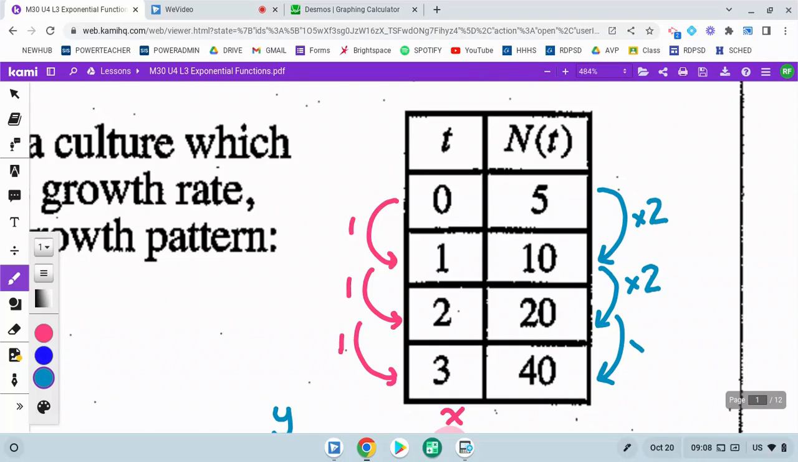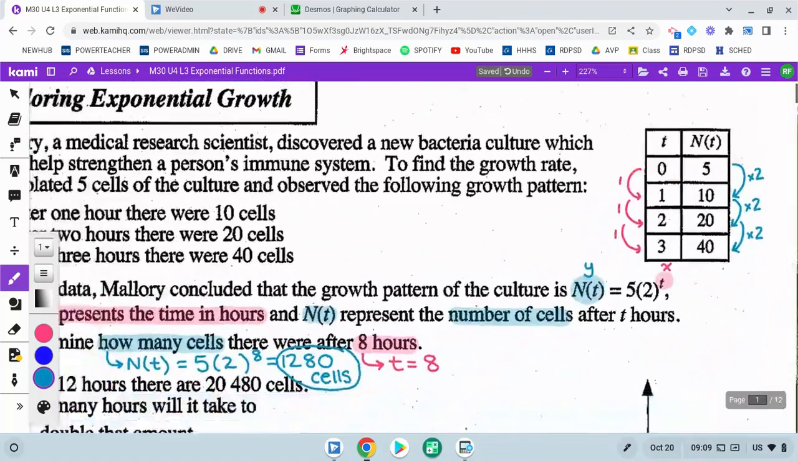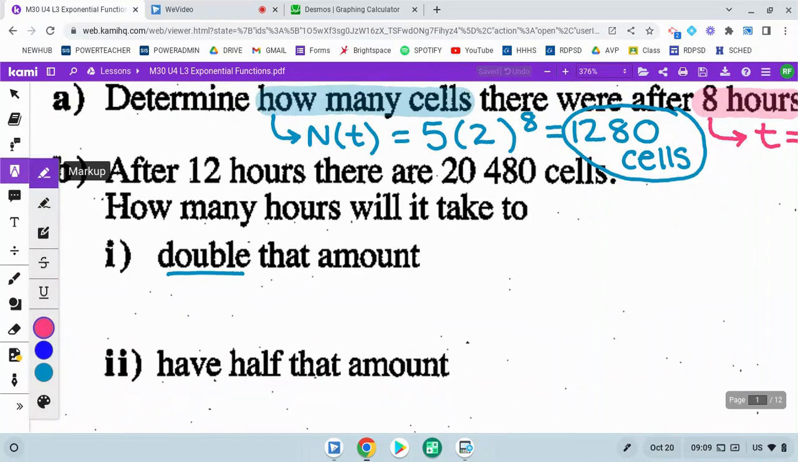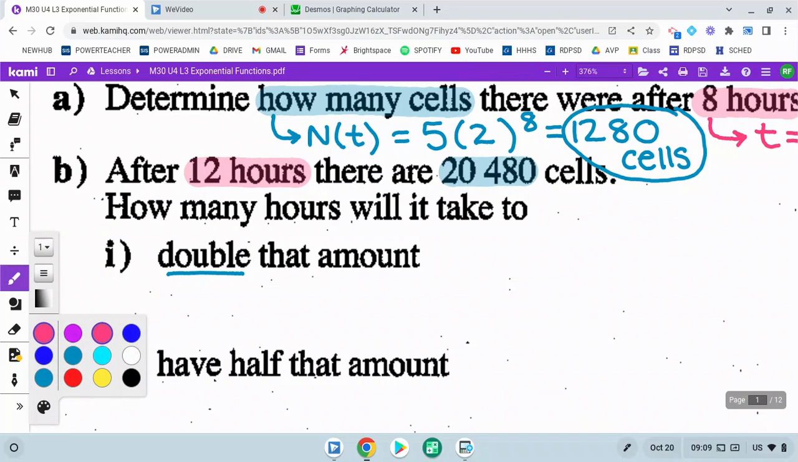10 times 2 is 20. 20 times 2 is 40. We're multiplying it by 2 every time, or we're doubling it, okay? So in this question, when it says how many hours is it going to take to double that amount, it is literally doubling every hour, okay? I was told in this question that after 12 hours, there's 20,480 cells. So if I want that amount to double, I just have to wait 1 more hour. Every single hour, it is doubling.